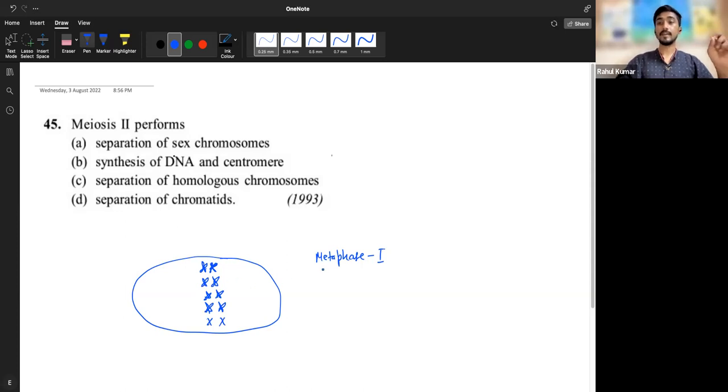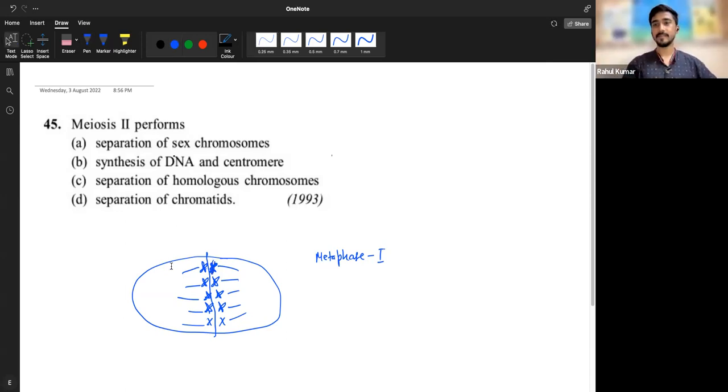So during meiosis 1 in the anaphase, what are separated from each other? The homologous chromosomes, right? But each chromosome still has 2 sister chromatids, right? So during meiosis 2, what will be separated? These 2 sister chromatids from each other.